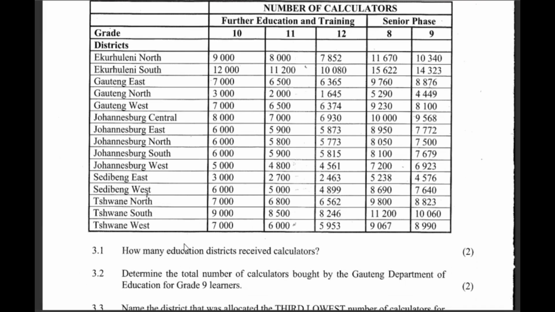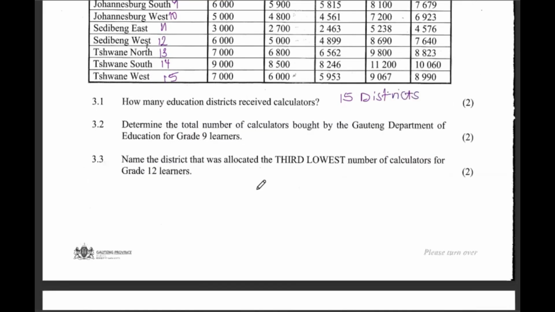There we have, it's 1, 2, 3, 4, 5, 6, 7, 8, 9, 10, 11, 12, 13, 14, and 15. So we shall say there are 15 districts. 15 districts. All right. 3.2.